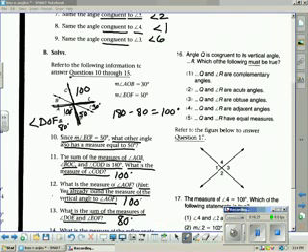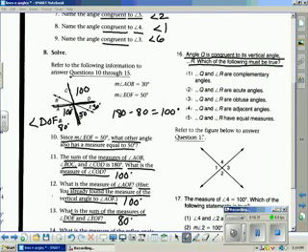Question 16 gives us a little information. There's no diagram, but read the information. Angle Q is congruent to its vertical angle R. Which of the following must be true? So based on that information, we only know that angle Q is congruent to angle R. So which of these statements could be true?